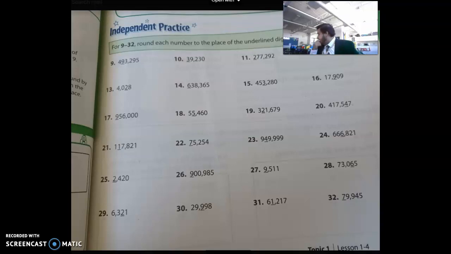This is on page 25, number 9. We're not going to do the top part, we're just going to do this. So I look here and there's a 3. That means this is going to stay the same. After the 9s, I'm just going to put zeros. You're going to write 4, 9, 0, 0, 0, 0. So 4 zeros.